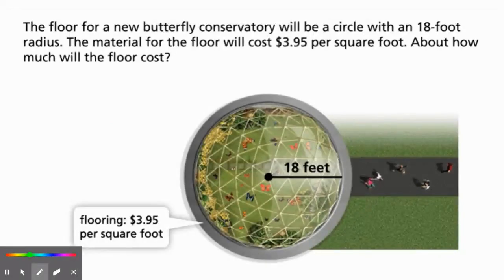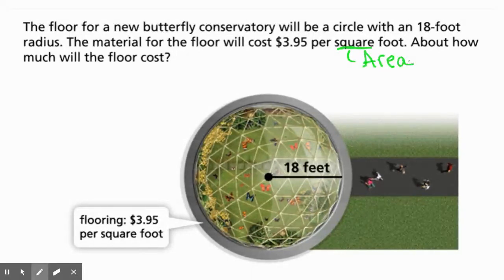We have a butterfly conservatory, and its radius is 18 feet, so from the center to the outside of the circle. The material for the new floor will cost $3.95 per square foot. Right here I see square foot, so I know I'm not thinking circumference. How much will the floor cost? We're covering the entire floor. So if I'm thinking about square feet, instantly my brain is going to go area.